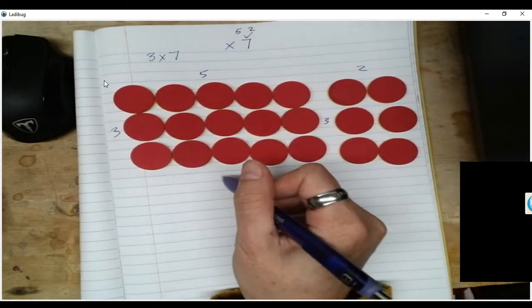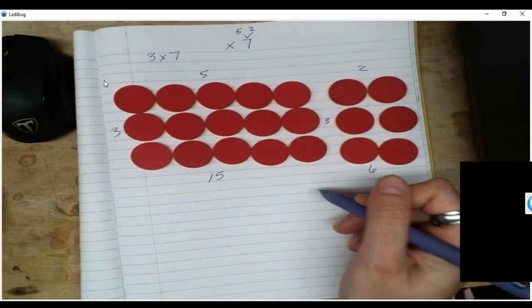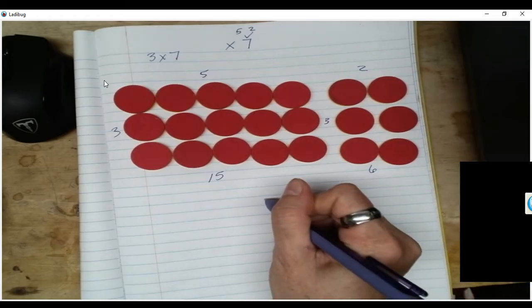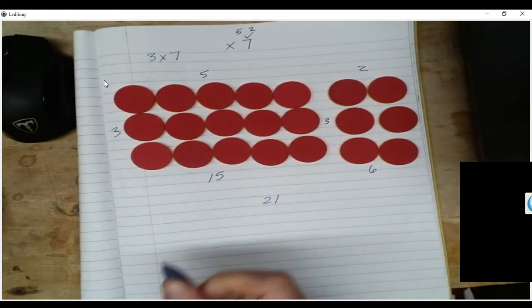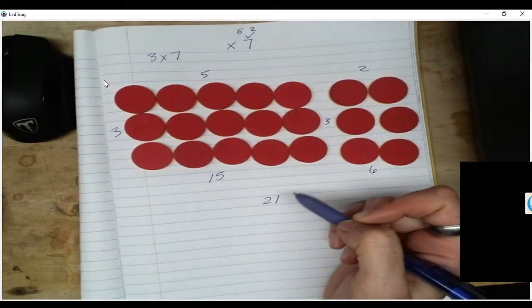So 3 times 5 for 15 and 3 times 2 for 6, and 15 plus 6 we know is 21. So again, using the distributive method in order to be able to see how we decompose 7 into 5 and 2 and then multiply through will help you.